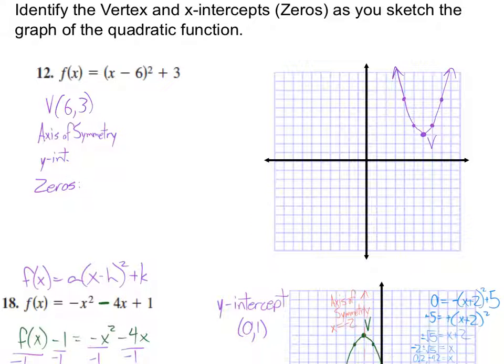What's our axis of symmetry? X equals 6, very good. Our y-intercept, 0, 39. f of 0, so it's 39, okay. If we plug in a 0 here, we get negative 6 squared, which is 36, plus 3 is 39, okay.